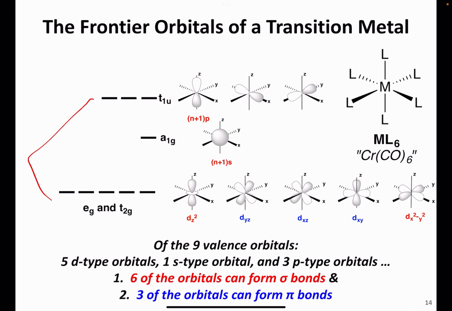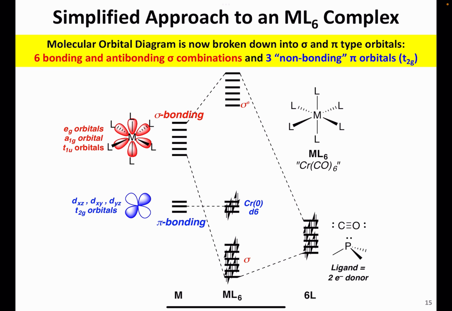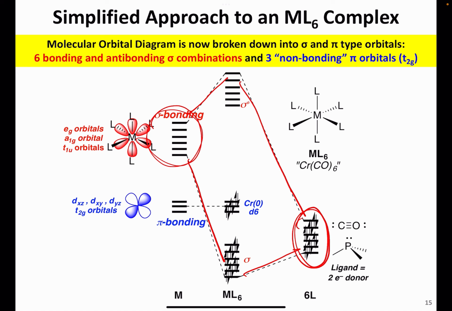And so let's orient our molecular orbital diagram to reflect that. And if we do that, we arrive at one that looks like this. Notice that we have 6 ligands on the right-hand side. They're going to combine with the 6 sigma bonding orbitals on the metal side to form 6 bonding combinations and 6 anti-bonding combinations. Remember that the ligands are all Lewis bases, and so those orbitals are filled, and that results in the 6 sigma bonds that form in an octahedral transition metal compound.